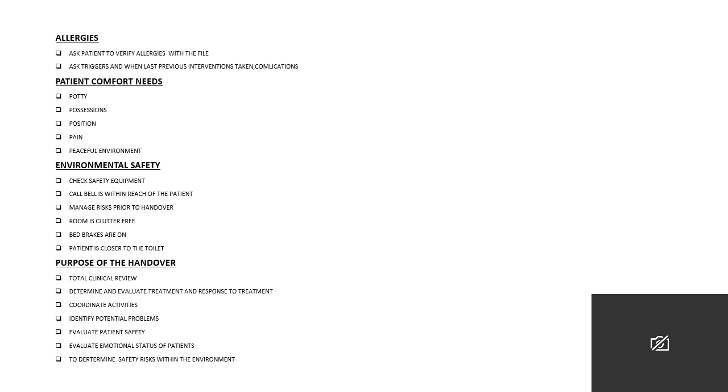Okay, so with your allergies, you ask the patient to verify with the file if they have any allergies. Ask them what triggers these allergies, when they last had an allergy attack, and what interventions were done.